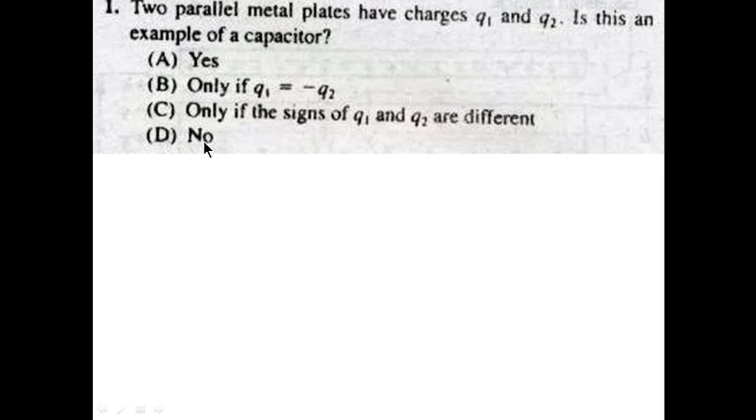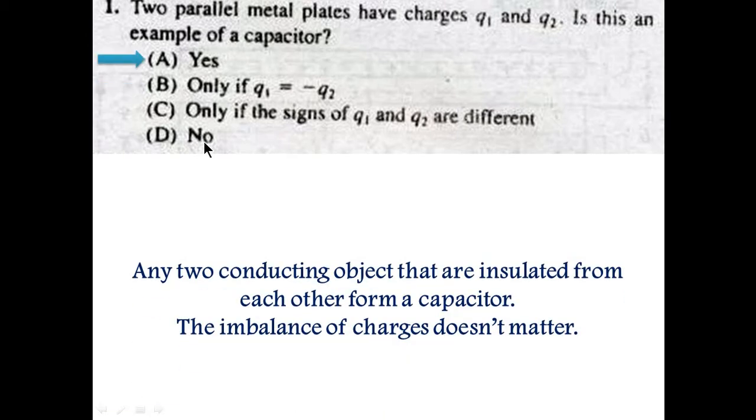So for a capacitor to exist, there should be two metal plates separated from each other through a distance. So it doesn't matter if the charges are imbalanced. So option A is the correct option.